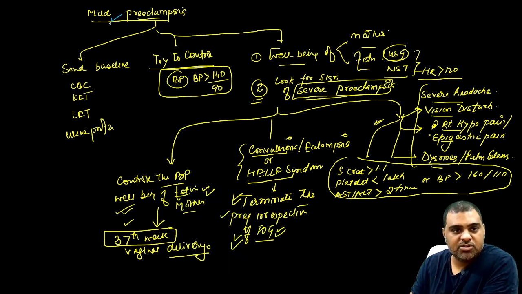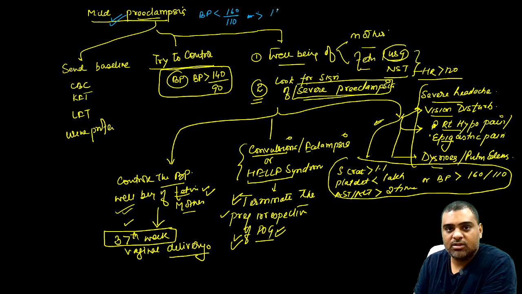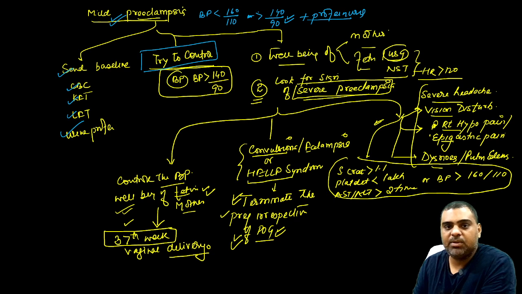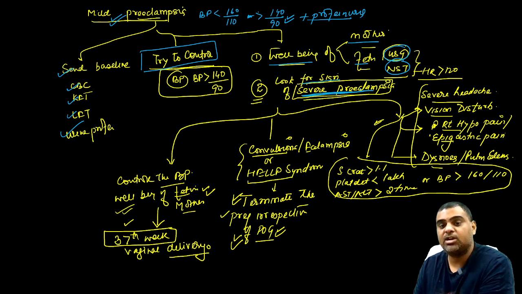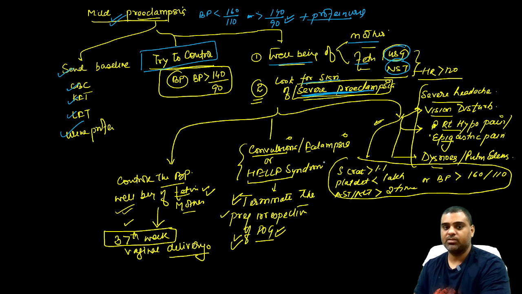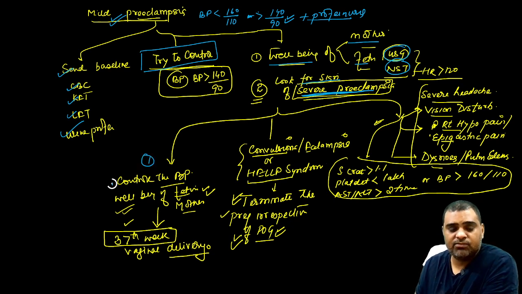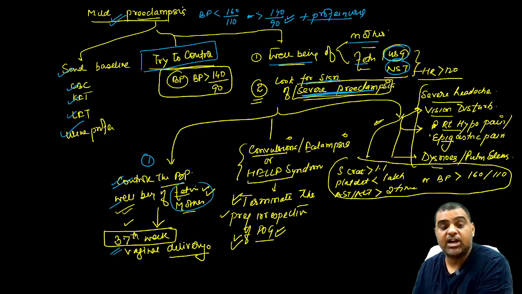If there is mild preeclampsia, meaning BP is less than 160 by 110 but more than 140 by 90 along with significant proteinuria, we'll send the baseline CBC, KFT, LFT, urine protein. We'll try to control the BP. We'll see the well-being of the mother and fetus through ultrasound and NST. And we'll look for signs of severe preeclampsia, because it has to be dealt with in a different way. If the BP is controlled and fetal well-being is ensured, then we will deliver at the 37th week.